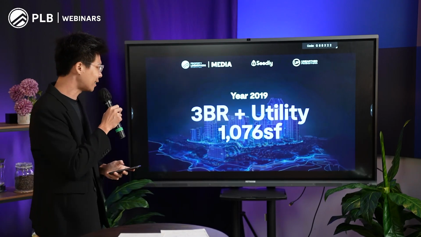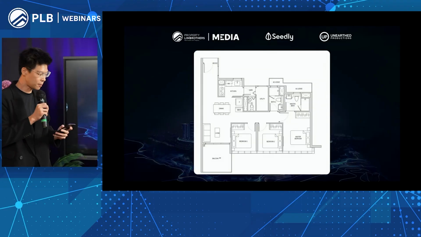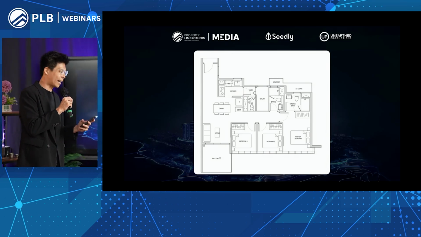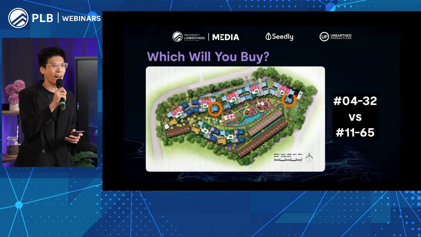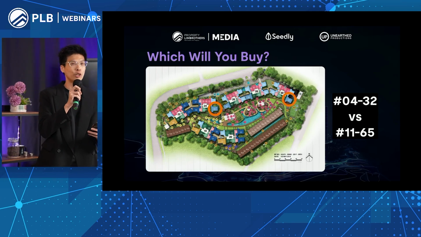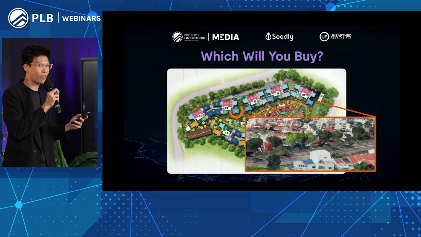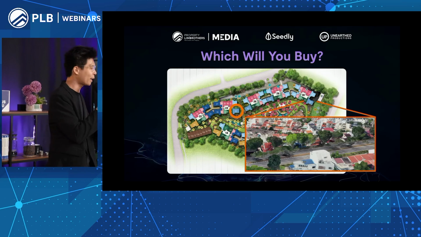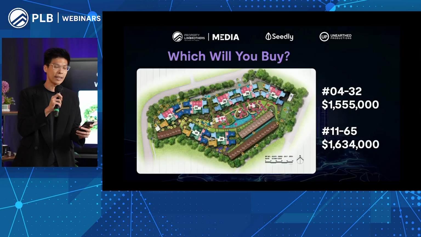So let's look at this case study, a 3-bedroom utility, 1076 square feet, in 2019. This is how the layout looks, and we have a quick 2 choices within this project. Either stack 31, an internal pool facing unit, or you can choose stack 65, which has a landed facing. You see past the strata homes within a development and you get a very nice view. Importantly, we are specifically focusing on 0432 as well as 1165.